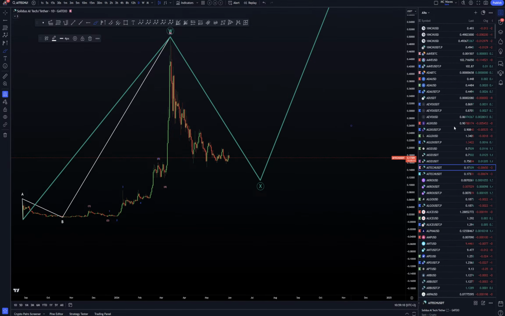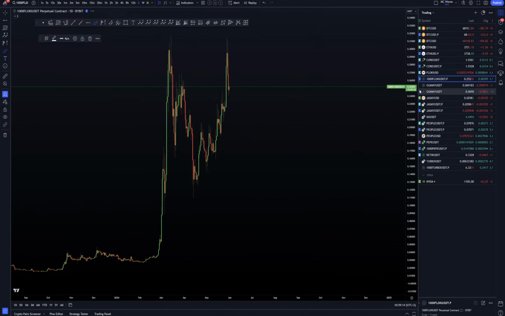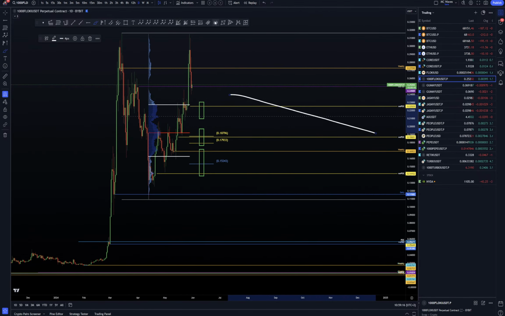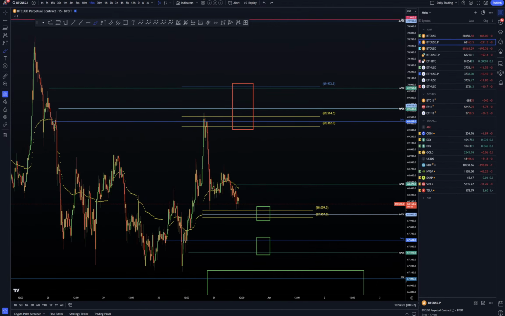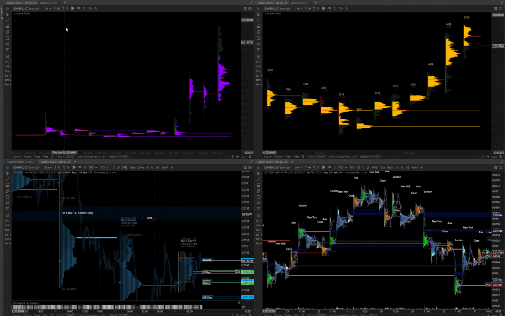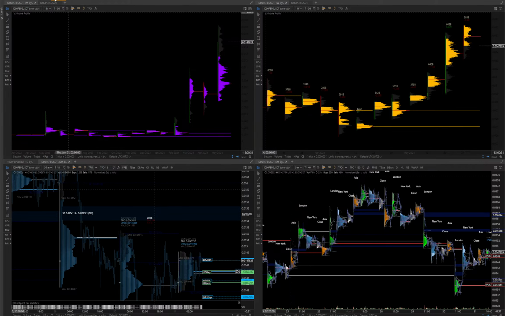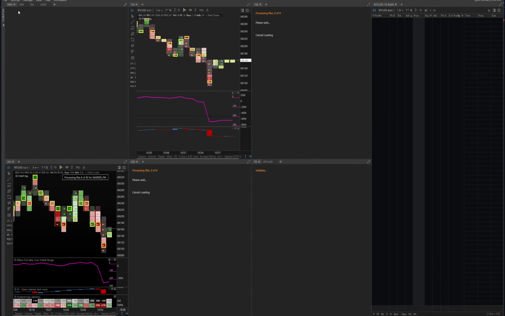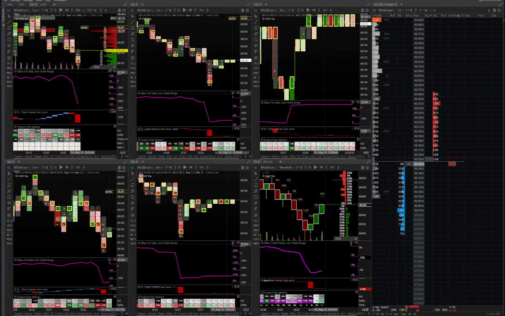So yeah, FLOKI, let's go on FLOKI, do a smaller wave count of this. Trading FLOKI there. Let me just load the order flow real quick. Order flow, 30 minutes, 15 minutes, 5 minutes, there you go.